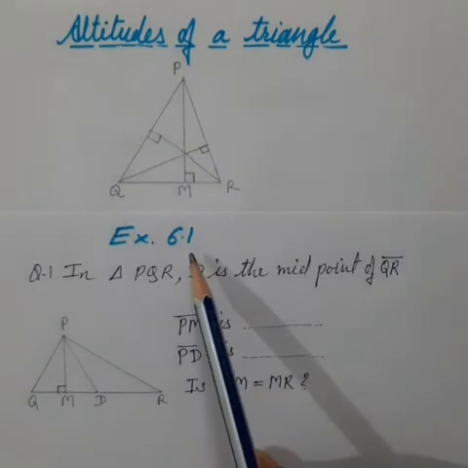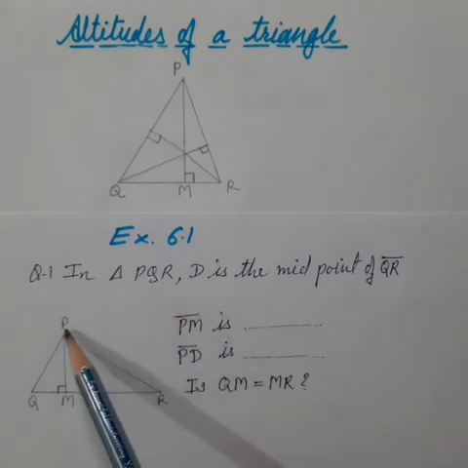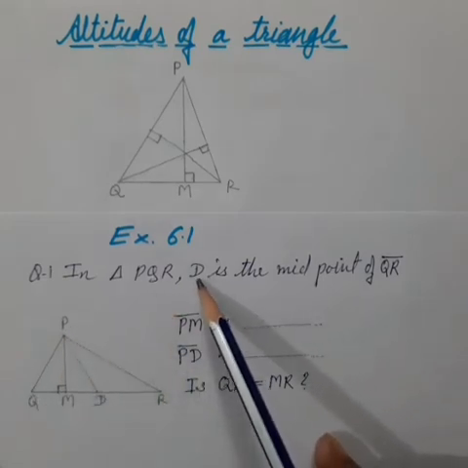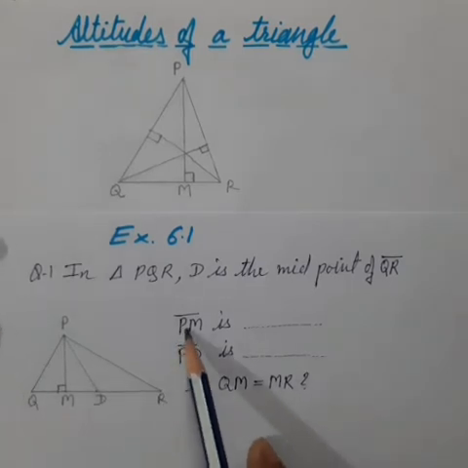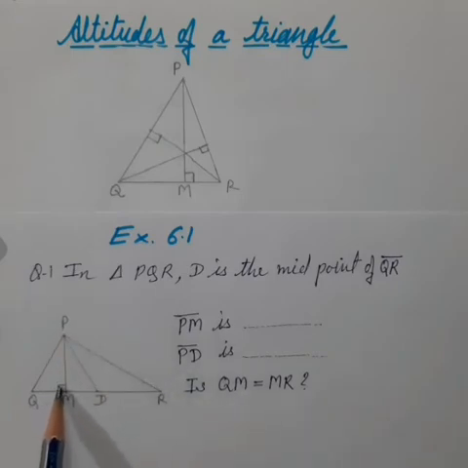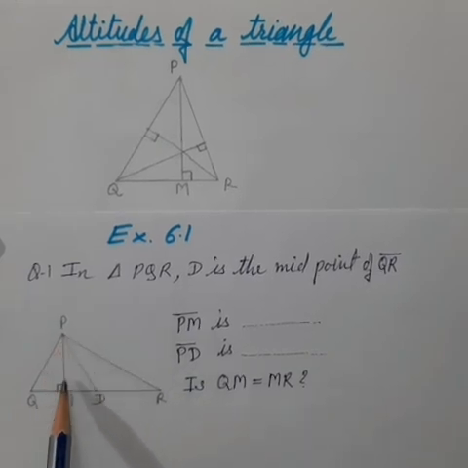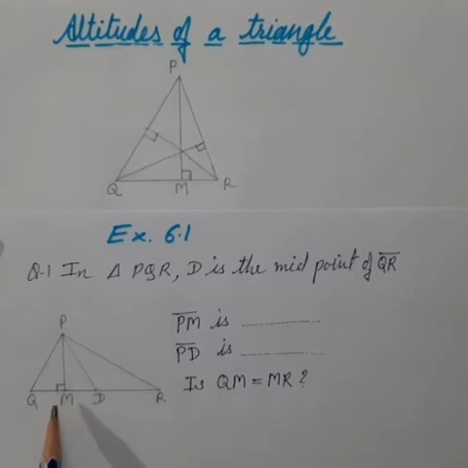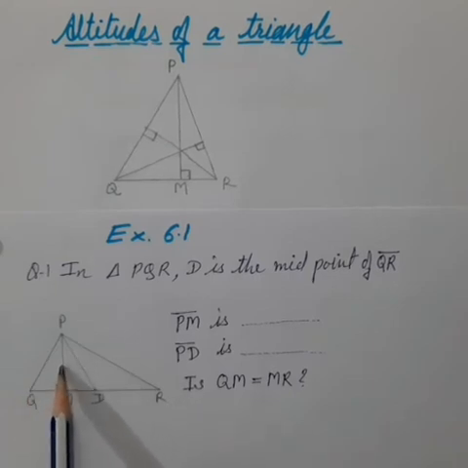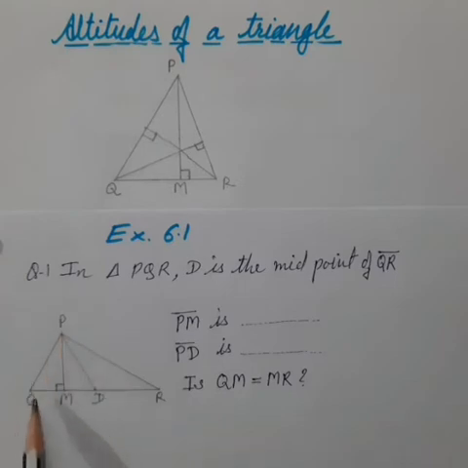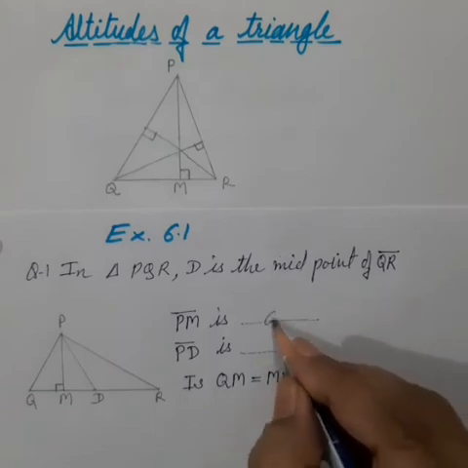Coming to exercise 6.1, question 1. In the triangle PQR, point D is the midpoint of QR. So QD and DR are equal. PM, this angle is given 90 degrees. So this line segment PM is perpendicular on this opposite side QR. And we know that a perpendicular line segment from the vertex to its opposite side is an altitude. So PM is an altitude.